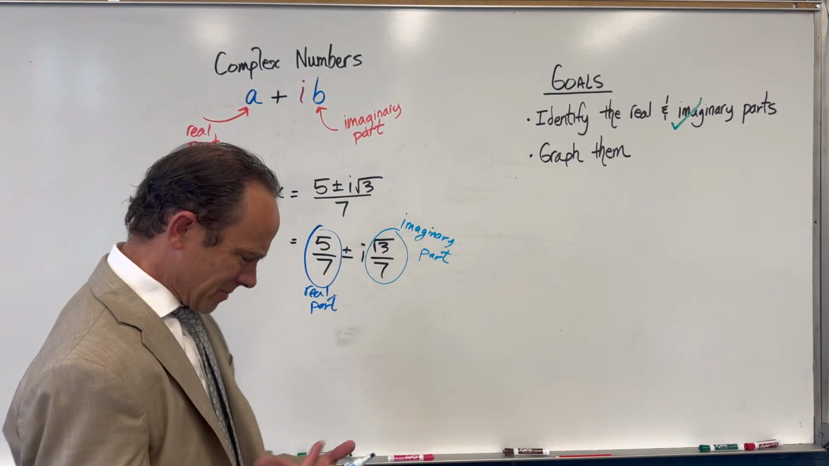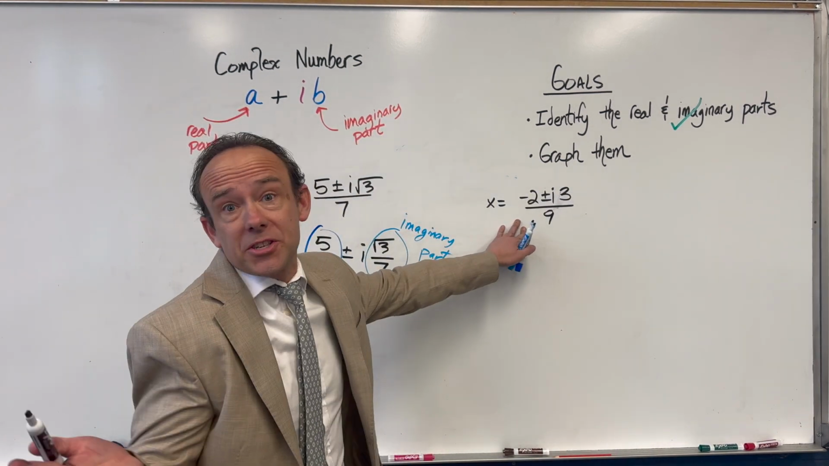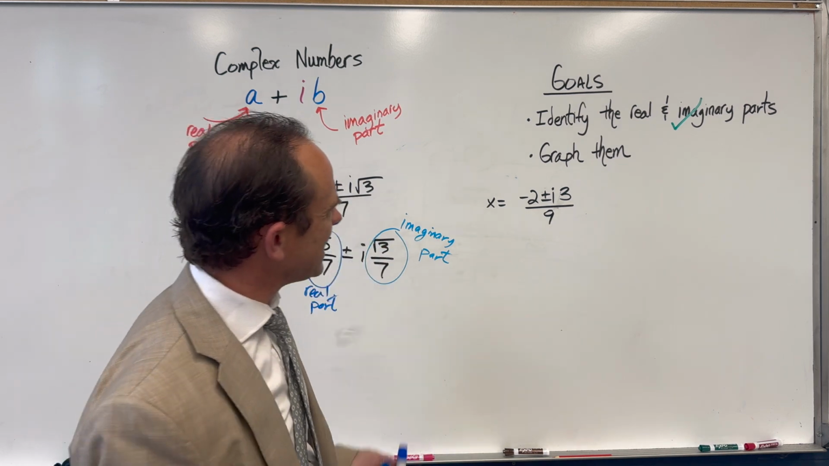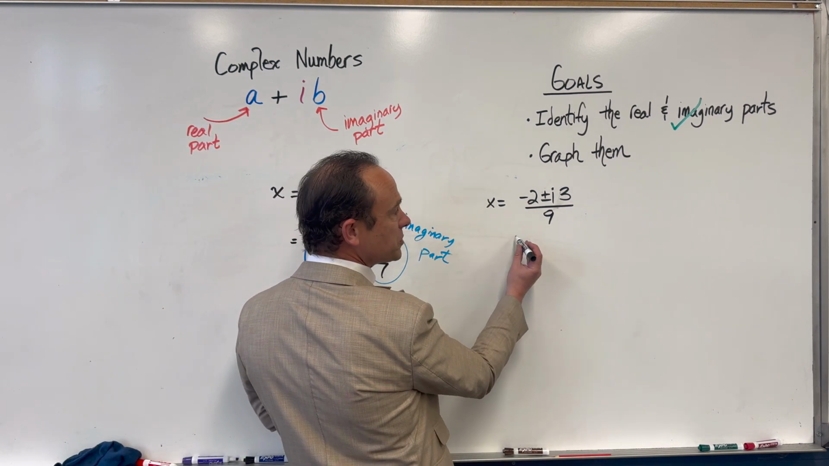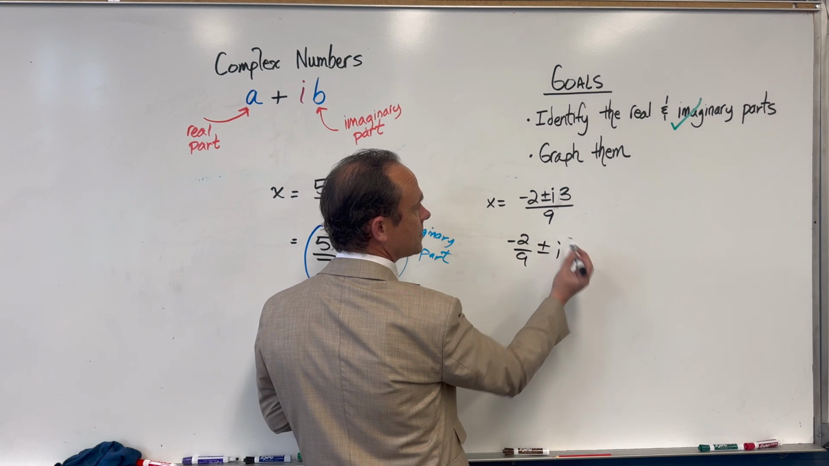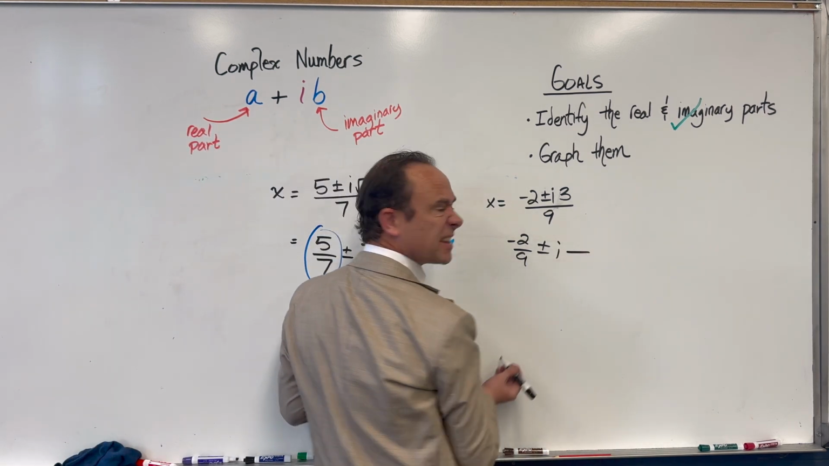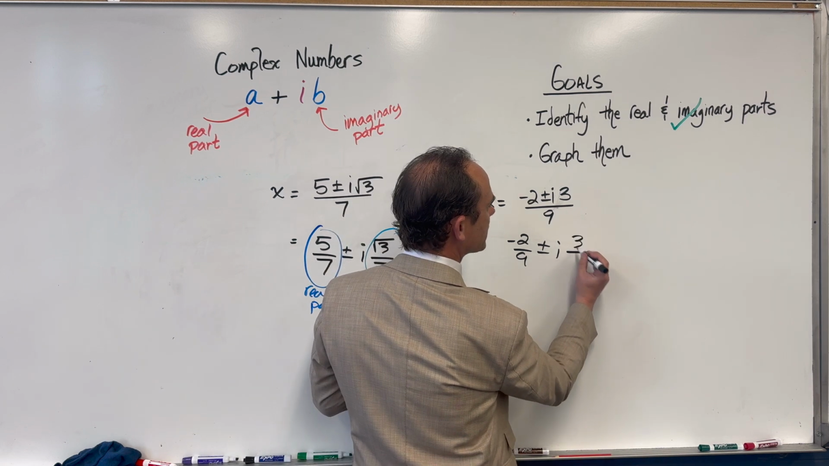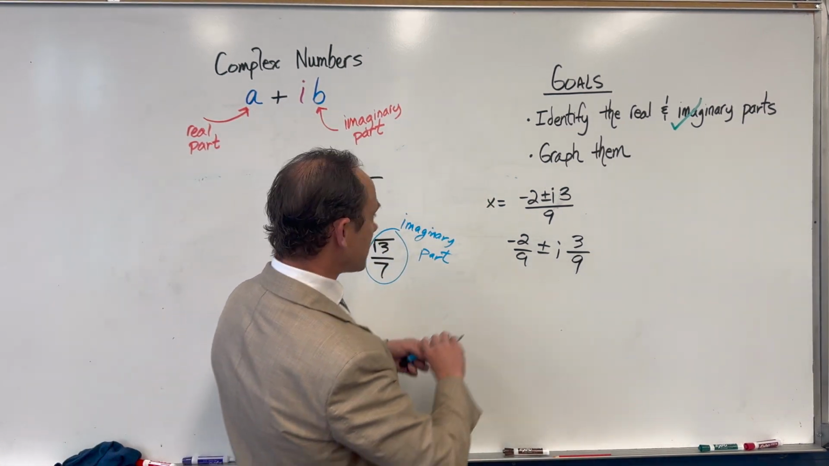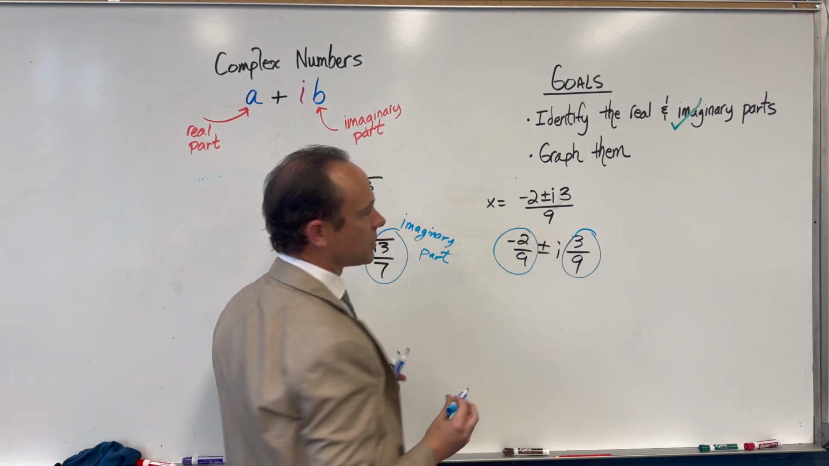I'll show you one more. All right. So again, maybe this is your answer, right? You've got negative 2 plus or minus i times 3 divided by 9. So what you could do is break it up. I like to put the i down low, right? Same level as that fraction bar. We've got 3 over 9, which probably is 1/3 at this point. But regardless, imaginary part, real part.